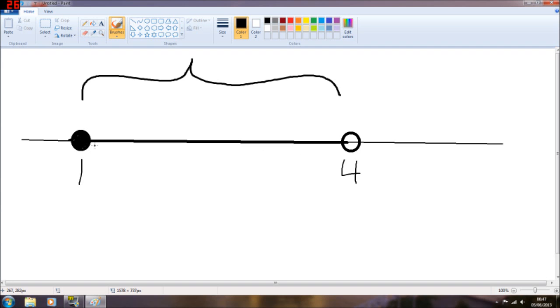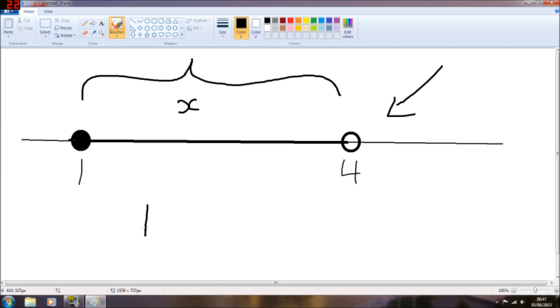Then you look at if the circles are shaded, like this one here, or if they're not shaded, like this one here. The not shaded means that this number is not included. So 4 is not included in the possibilities of x. All the possibilities of x are here. And because the circle above 1 is shaded, it means 1 is included in the possibilities of x. And this is how you write it.